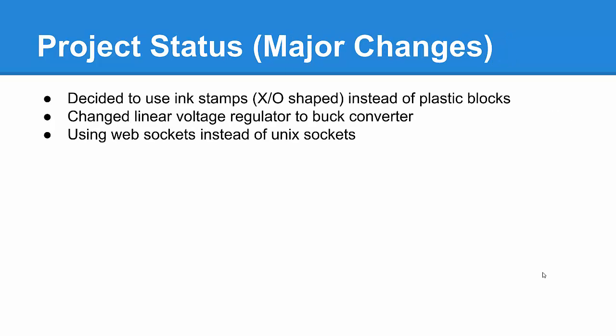Instead of pieces being physical blocks, we have decided to use O and X shaped ink stamps. This way we do not have to worry about the arm dropping the piece in an odd area or shadows cast by the pieces. Furthermore, the power subsystem has been changed from a linear voltage regulator to a buck converter to increase overall efficiency of the system. Finally, we decided to use WebSockets instead of Unix sockets for simplicity.